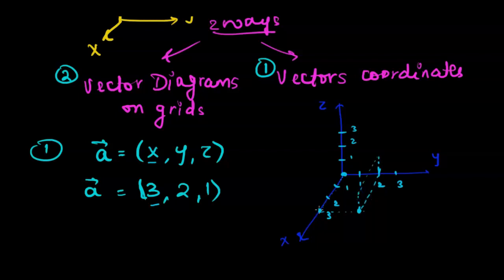So if I see, I'll be able to basically draw a rectangle based prism passing through these points 3, 2 and 1. So where am I supposed to stop is I move 3 units on the x-axis, 2 units on the y-axis and 1 unit on the z-axis. So this is the final point where I stop. So my vector diagram is from origin to the final stop point, and this is my vector A.